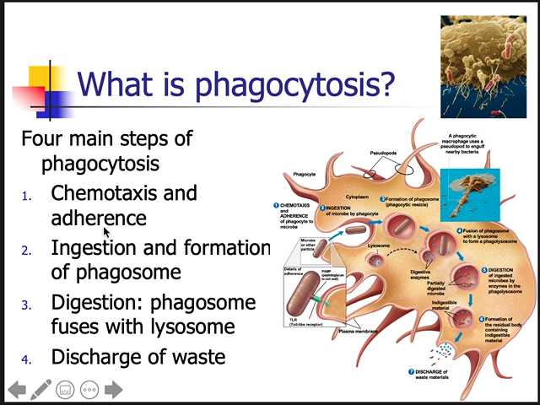Okay, and so the steps of phagocytosis would be, first we have to extend a part of the cell that we call a pseudopod. We need to extend out and actually go towards the pathogen, the bacteria. Chemotaxis is going towards a stimulus such as bacteria, and then you need to grab onto it, or adhere. So right here, this first step, chemotaxis and adherence of the phagocyte to the microbe.